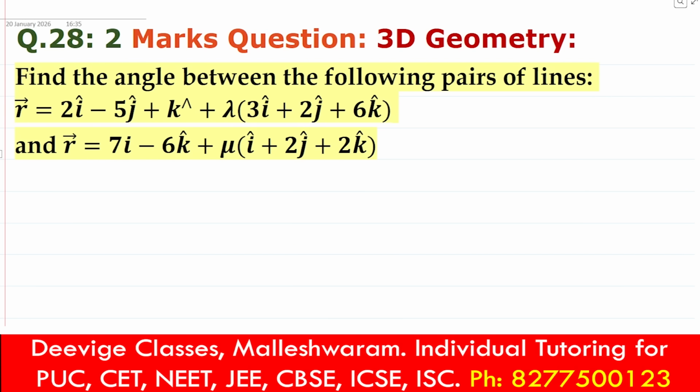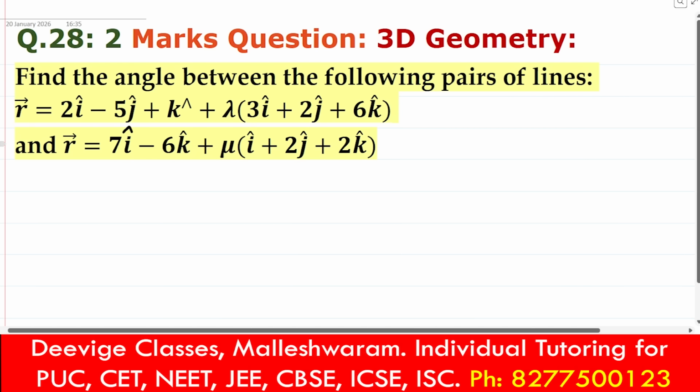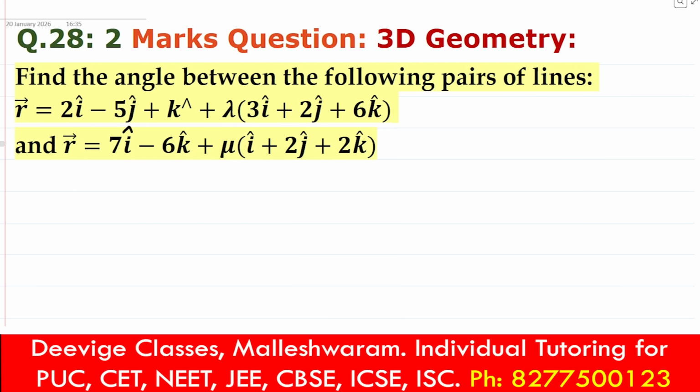Next, the question is based on angle between the pair of lines. Find the angle between the following pair of lines. Vector r is equal to 2i cap minus 5j cap plus k cap plus lambda into (3i cap plus 2j cap plus 6k cap), and vector r is equal to 7i cap minus 6k cap plus mu into (i cap plus 2j cap plus 2k cap). Okay, angle between two lines. See, this is the first line and this is the second line.